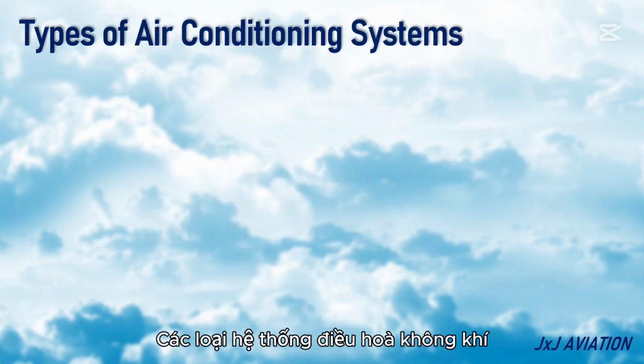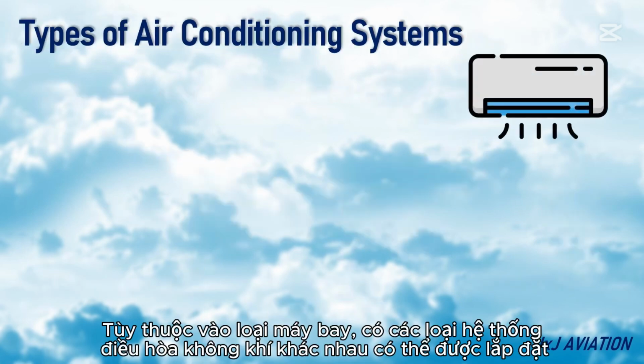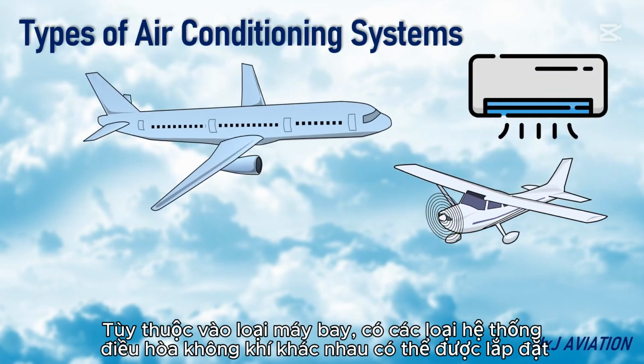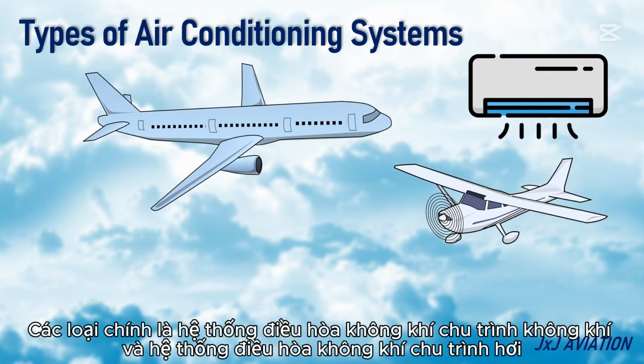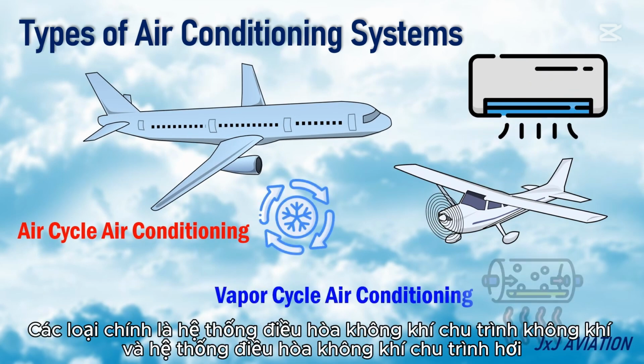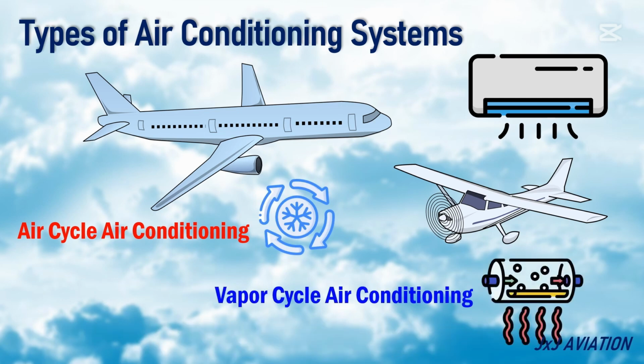The types of air conditioning systems. Depending on the type of aircraft, there are different types of air conditioning systems that may be installed. The major types are air cycle air conditioning and vapor cycle air conditioning. Let's look at these in more detail.